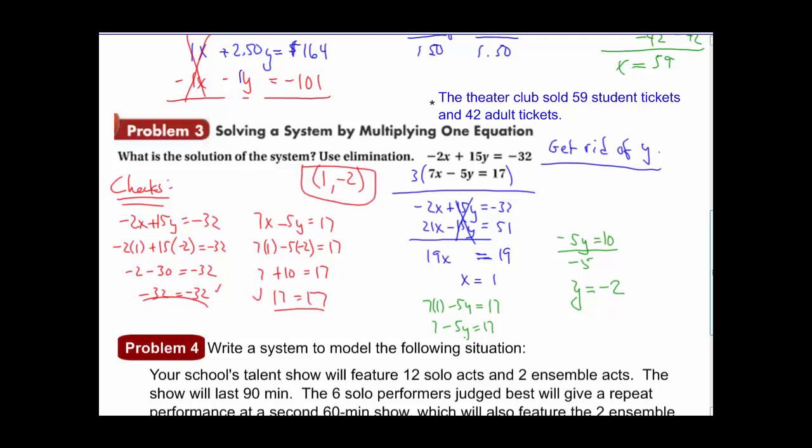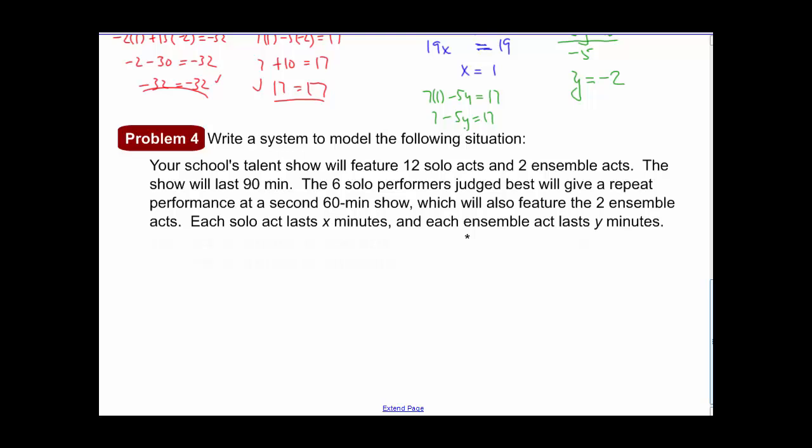All right, problem number 4. Your talent show will feature 12 solo acts and 2 ensemble acts. The show will last 90 minutes. The 6 solo performers judged best will give a repeat performance at a second 60-minute show, which also features the 2 ensemble acts. Each solo act lasts X minutes, and each ensemble act lasts Y minutes. What do we need to find? We need to find how long a solo act lasts and an ensemble act. So let X be the number of minutes for solo acts and Y be the minutes for an ensemble.